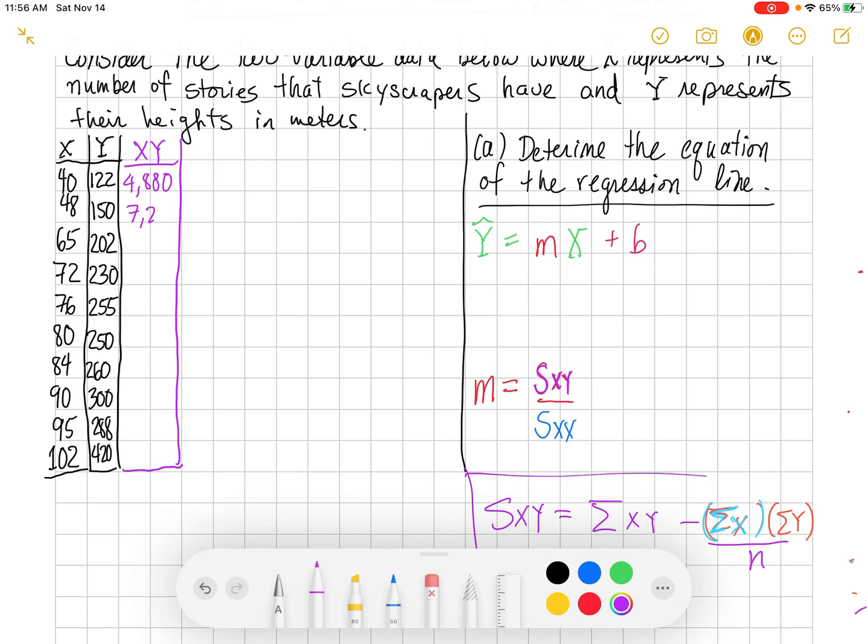Then we're going to do 48 times 150, 7,200. 65 times 202, that's 13,130. 72 times 230, that's 16,560. Then 76 times 255, that's 19,380. We got 80 times 250 is 20,000 exactly. 84 times 260 is 21,840. 90 times 300 is exactly 27,000. 95 times 288 is 27,360. And 102 times 420 is 42,840.